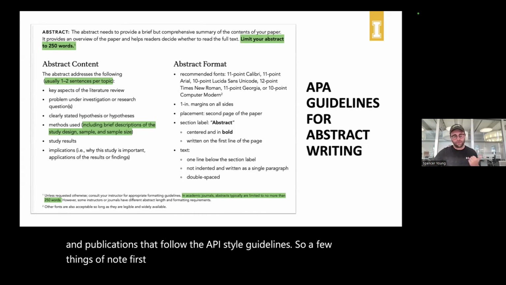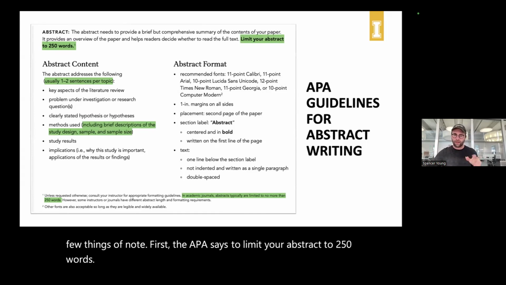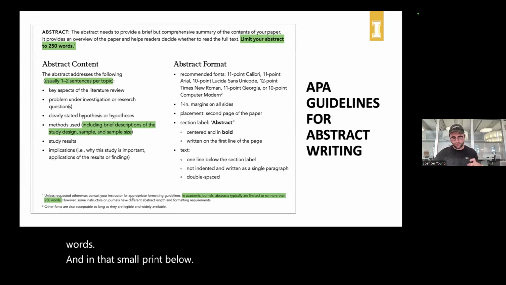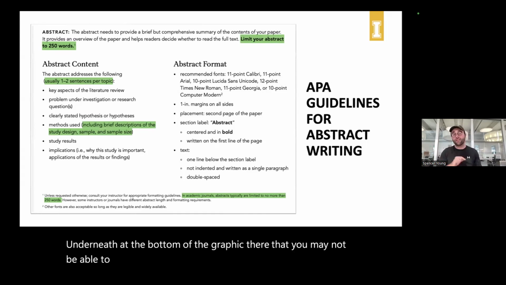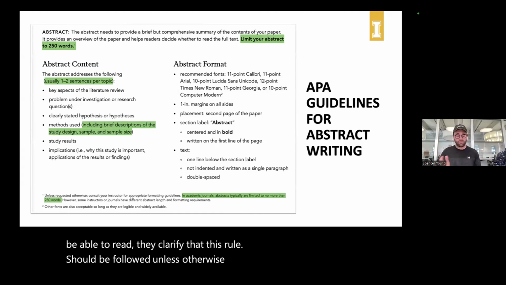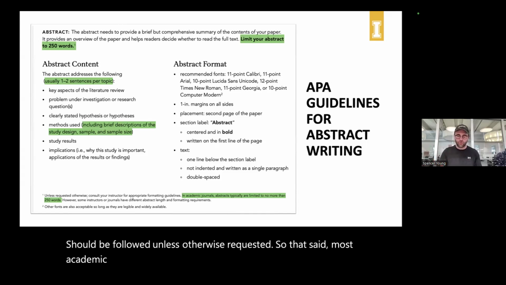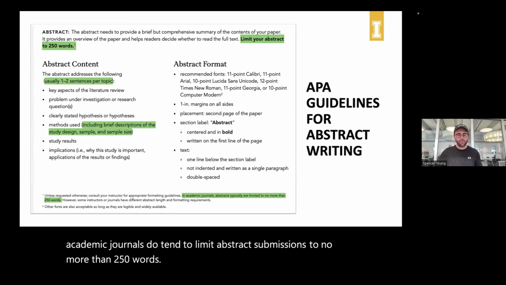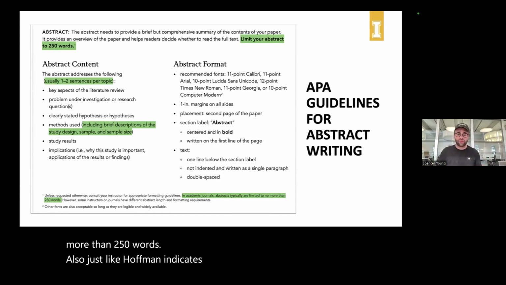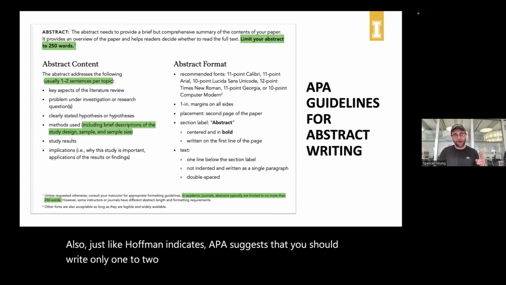First, the APA says to limit your abstract to 250 words. And in that small print at the bottom of the graphic there, that you may not be able to read, they clarify that this rule should be followed unless otherwise requested. So that said, most academic journals do tend to limit abstract submissions to no more than 250 words. Also, just like Hoffman indicates, APA suggests that you should write only 1 to 2 sentences per topic.